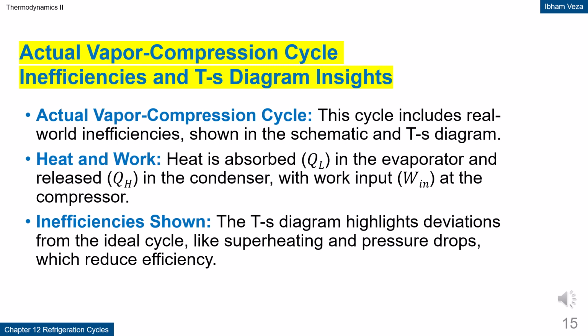The actual vapor compression cycle always contains irreversibilities that cannot be avoided in practice. Heat is still absorbed as QL and rejected as QH, but with higher work input. Non-ideal compression, throttling expansion, and pressure losses degrade performance. The TS diagram helps identify where these losses occur. This analysis is important to find opportunities for efficiency improvement.